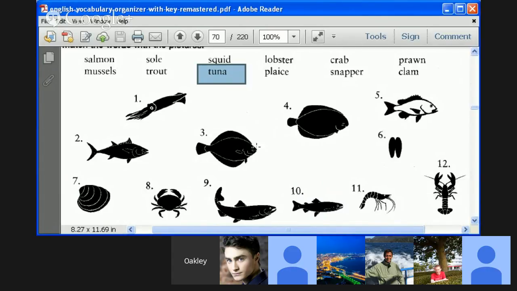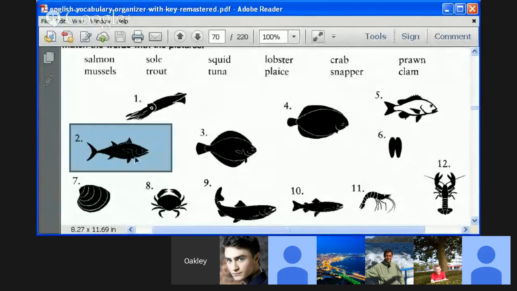I think. Mustafa, where's the tuna? Number two, absolutely. Everybody eats tuna, I think. Do you eat tuna, Mustafa? Tuna is very common also here. Yeah, right. Same here, of course.